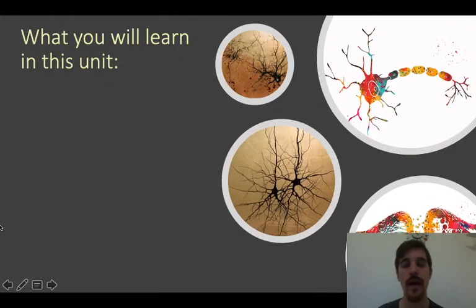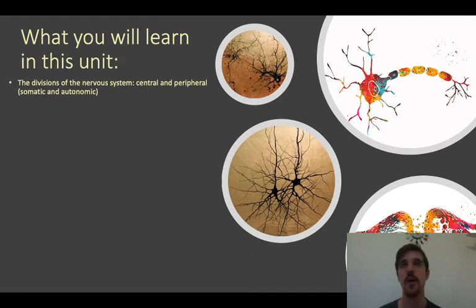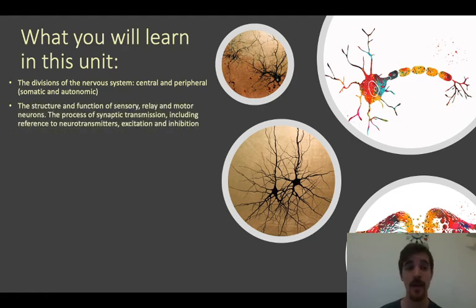So what we're going to look at is learning the divisions of the nervous system. That's the central and the peripheral nervous systems. We will be looking at that today. The structure and function of the sensory, relay and motor neurons, the process of synaptic transmission, including reference to neurotransmitters, excitation and inhibition. Now, if you've looked at OCD and the treatment of OCD, you would know already a little bit about that, particularly neurotransmitters and inhibitors, in particular when we're looking at drug therapy.